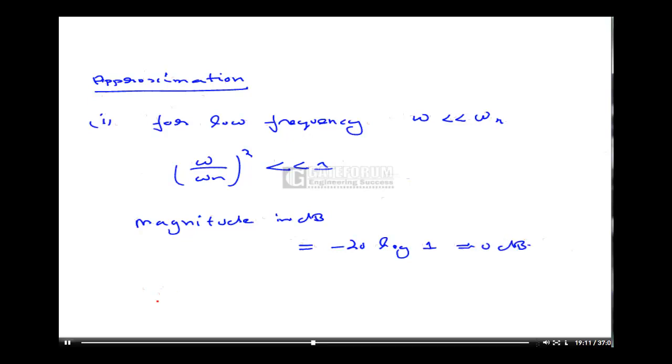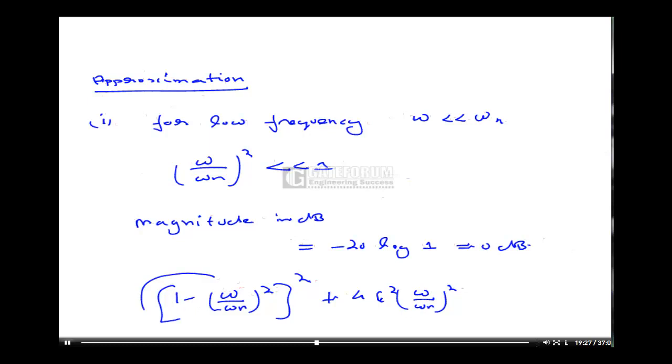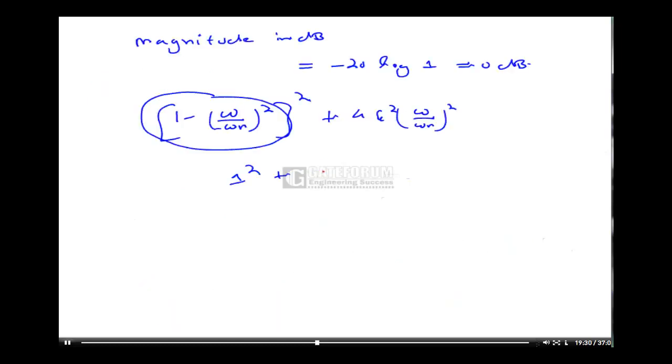What will happen is 1 minus omega by omega n whole square plus 4 zeta square omega by omega n whole square. Okay, this term is already lesser than 1, so this term will be 1 square plus this term, again lesser than 1, so overall this term will become much lesser than 1. 4 zeta square omega by omega n square is negligible, because zeta value is already less than 1 and omega by omega n is much lesser than 1, so it is 1. So minus 20 log 1 is 0 dB. This was the first approximation.